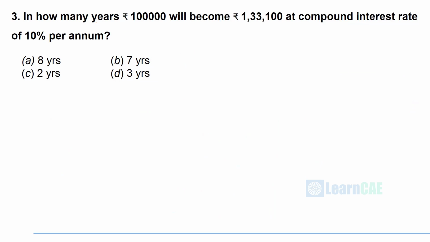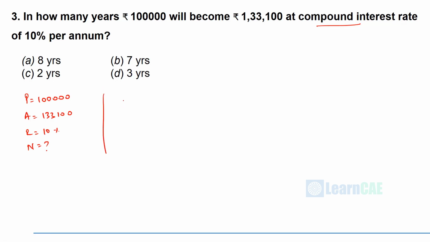Next question. In how many years will rupees 1 lakh become 1,33,100 at a compound interest rate of 10% per annum? Okay, here they have given the amount as well as the initial principal. They are asking the number of years. Let us write the inputs. Principal is equal to 1 lakh. Amount is equal to 133,100. Rate of interest is equal to 10%. They are asking the number of years.